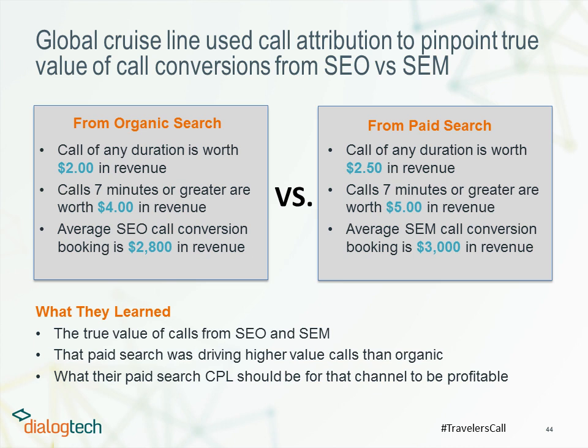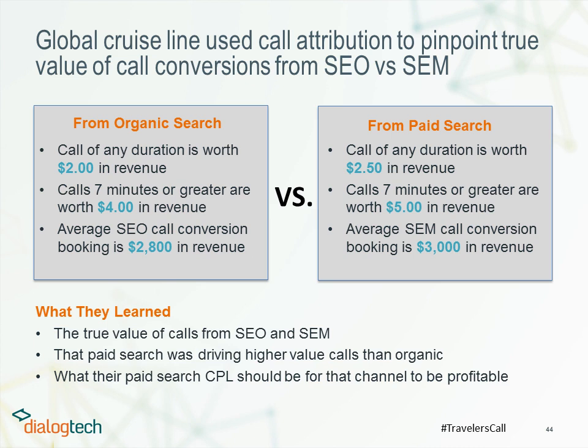A very significant cruise line that someday soon we will put out in the case study with a name has used us so far for the baselining. They are now in the process of optimization, but their baselining told them this, as they used call attribution software, that paid search actually produced 25% more revenue per call than an organic search, $2.50 versus $2.